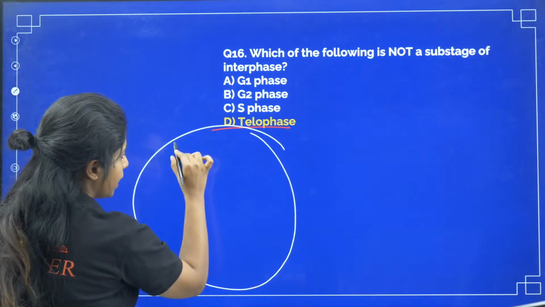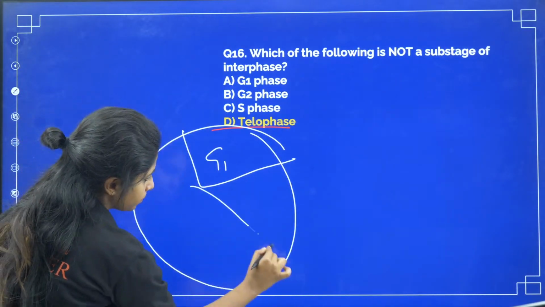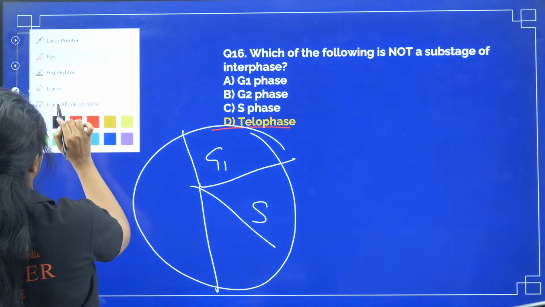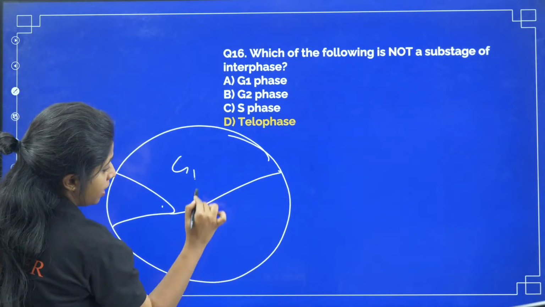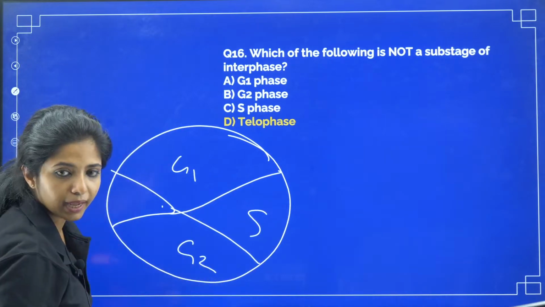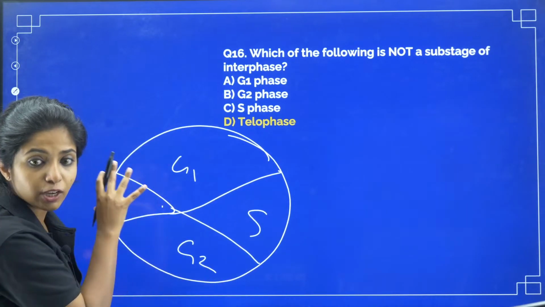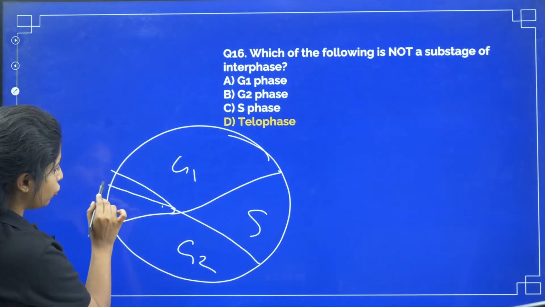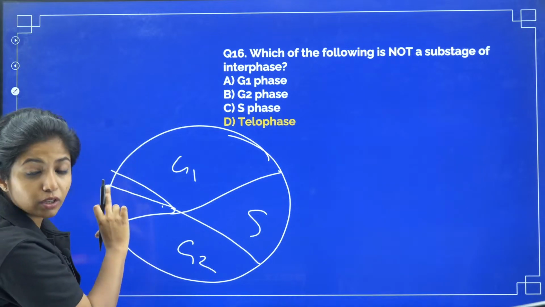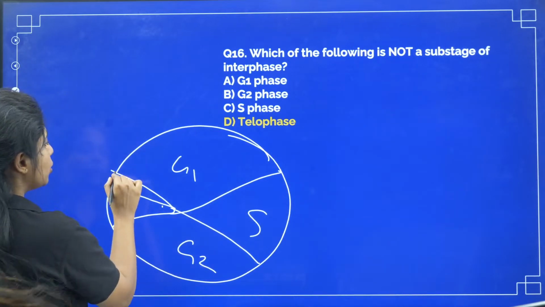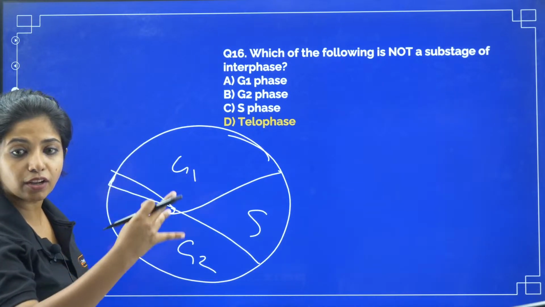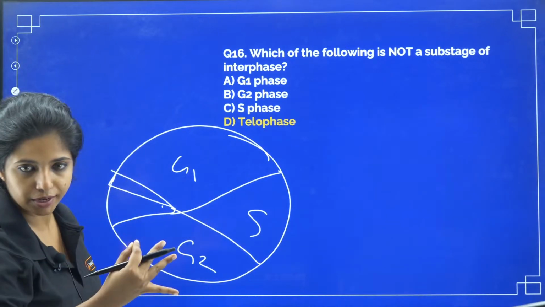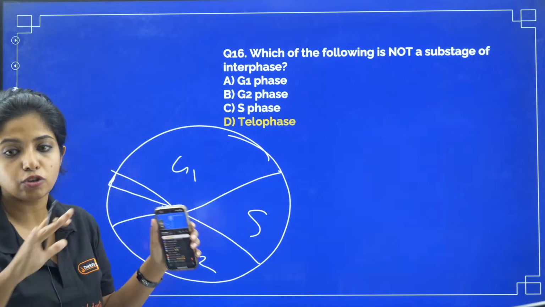So listen to me carefully, okay? You have G1, S and G2. Now over here you have M phase, where the actual division takes place. In M phase also you have two phases: karyokinesis, where the nucleus divides, and cytokinesis, where the cell is going to divide. In karyokinesis you have prophase, metaphase, anaphase, telophase, and then in cytokinesis the cell is going to finally divide.